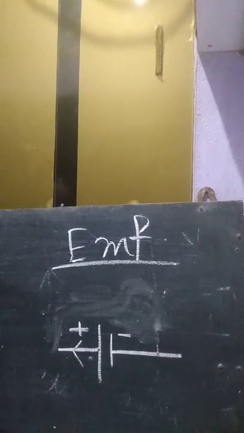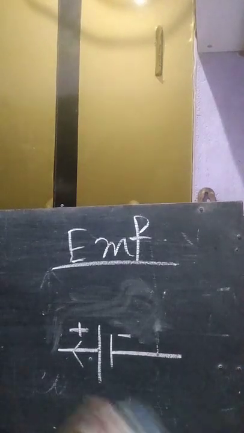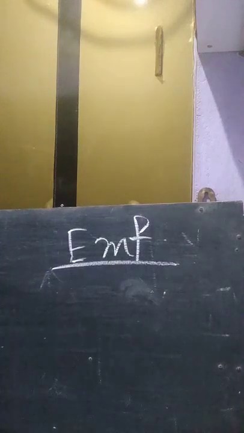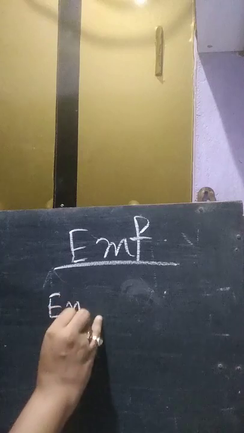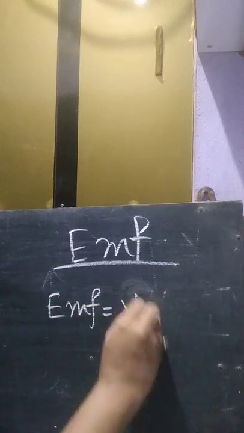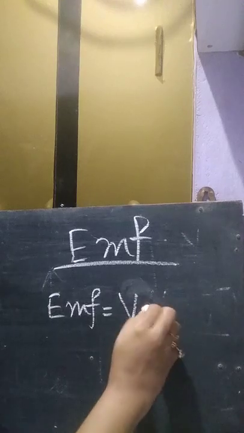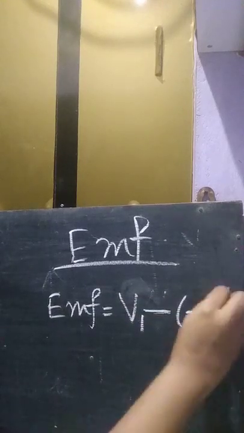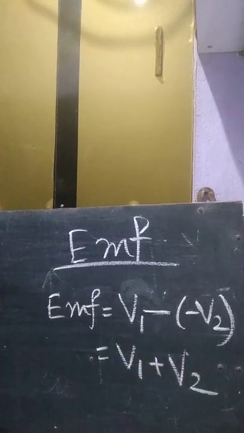Now how will you mathematically represent this EMF? The mathematical representation of this EMF will be like this: V1 minus (minus V2), so this will be V1 plus V2. Clear?